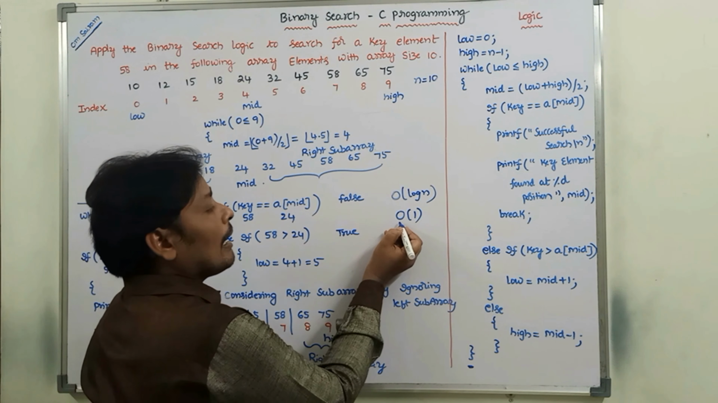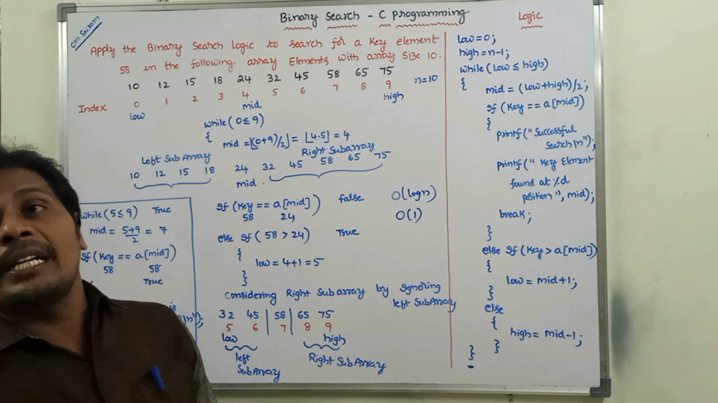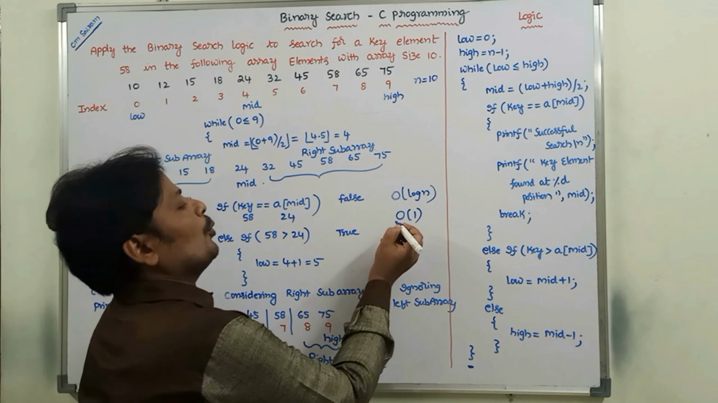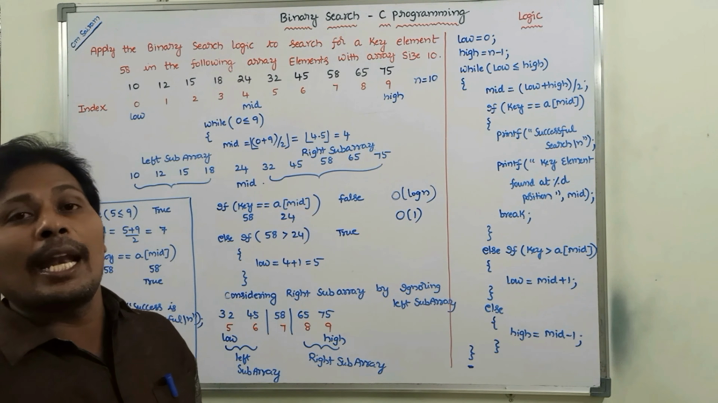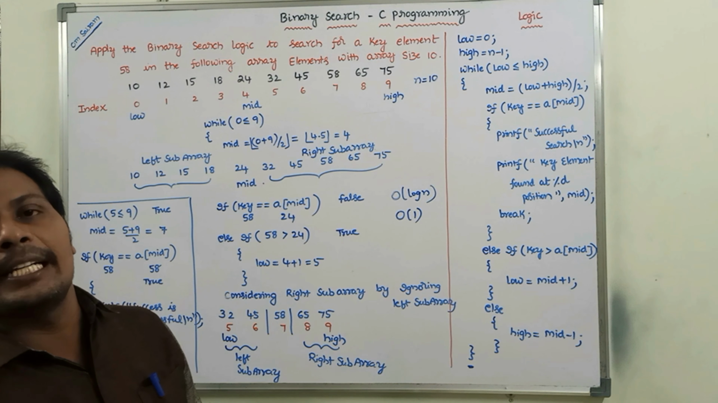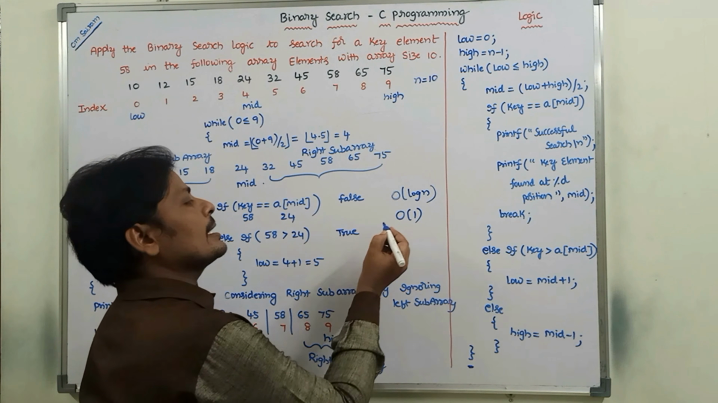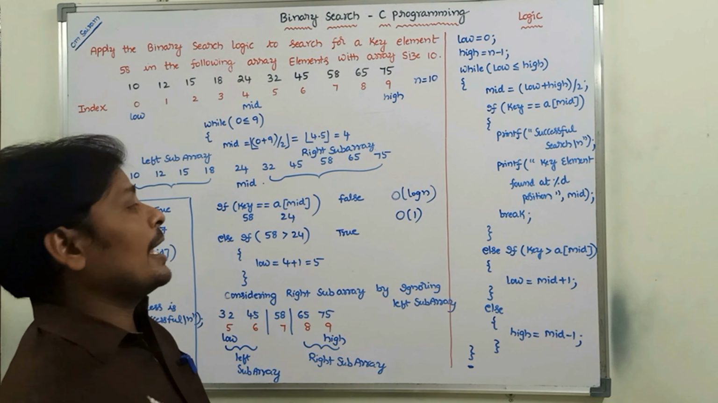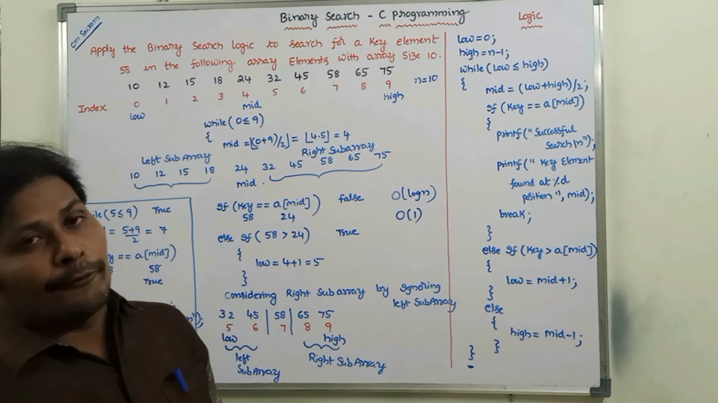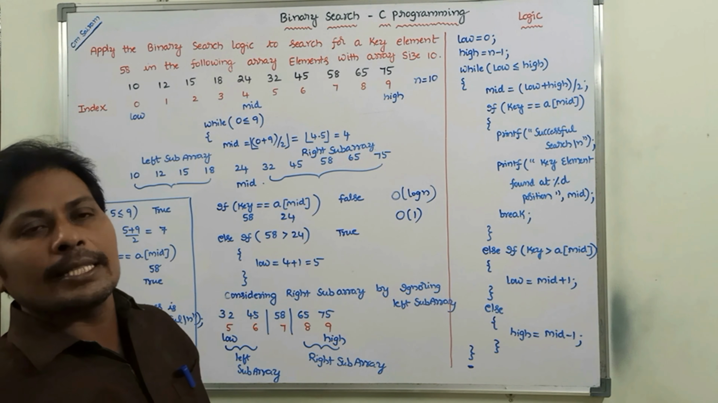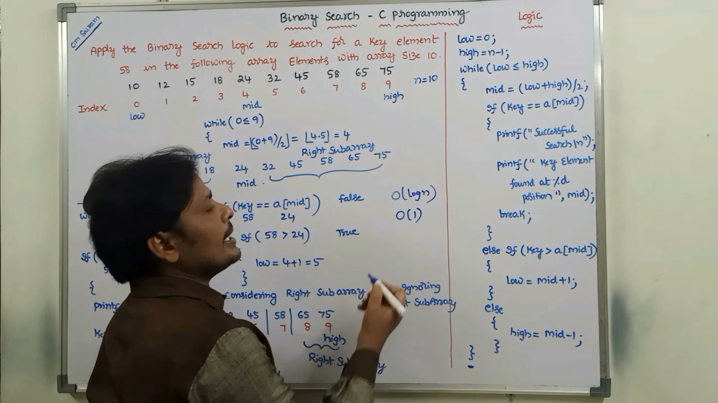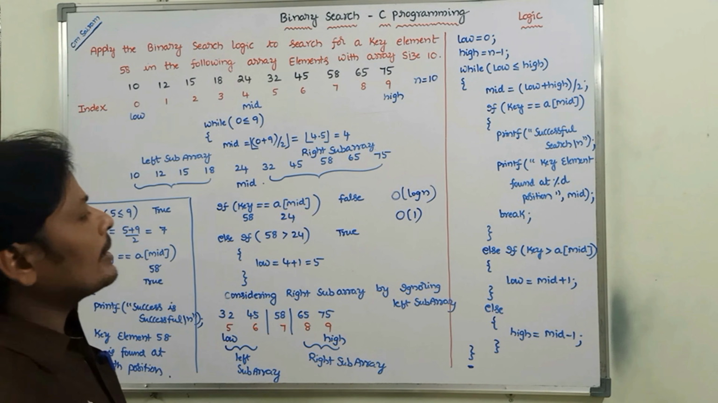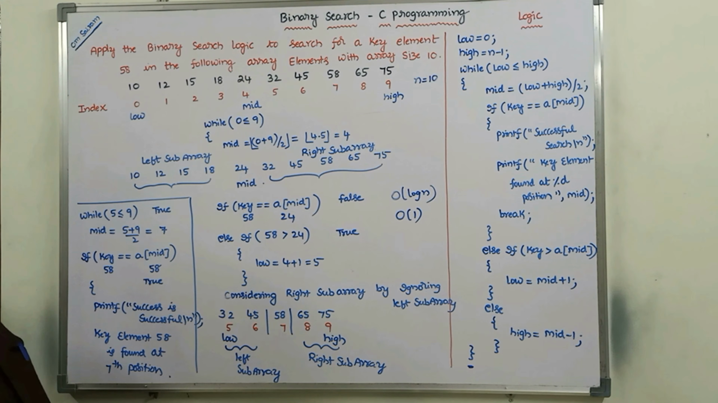This case occurs when the key element is found at the mid position. Then within one comparison our key element is found, only by calculating the mid value. So that case is called the best case. Within one comparison the key element is found, therefore the time complexity is order of 1. In the worst case and average case, the time complexity of binary search is big O of log n. So this is the description of the binary search program.